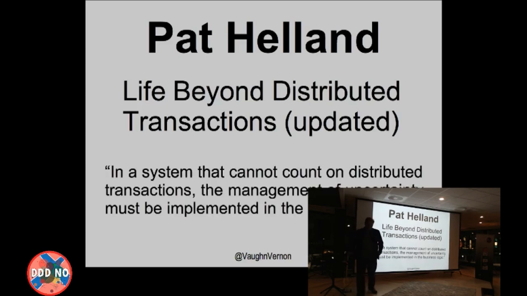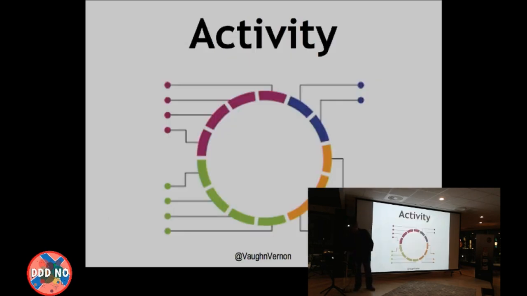Here's what Pat Helland said. He recognizes that there's uncertainty in distributed systems. In a system that cannot count on distributed transactions, so there may still be some systems that can correctly use distributed transactions, the management of uncertainty, that is, not knowing what's going to happen next, must be implemented in the business logic. That's a DDD statement if I've ever read one. So what Pat Helland proposed is this idea of an activity. He says that between any two entities in a system, there are activities that occur.